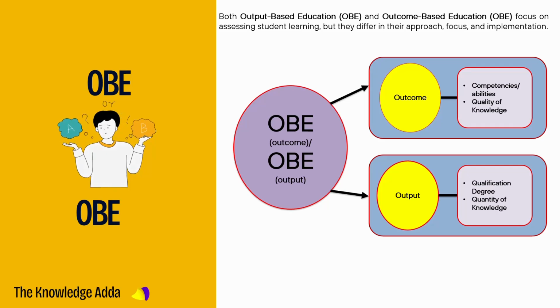Output is related to your qualification, degree, quantity of knowledge, but outcome is your abilities, competencies, what quality of knowledge you acquired. Suppose someone is doing B Pharma. Completing B Pharma, that is output education. Getting a job after completion of B Pharma, that is outcome based education.